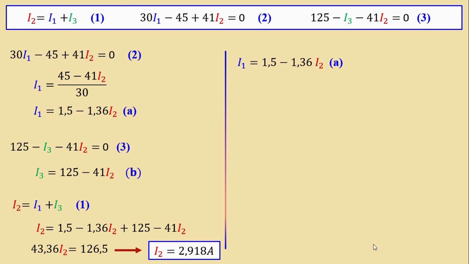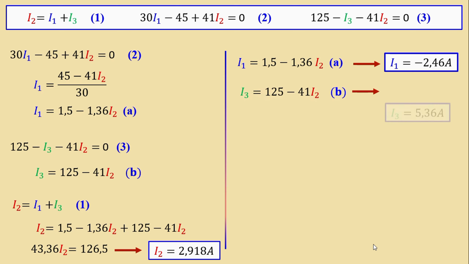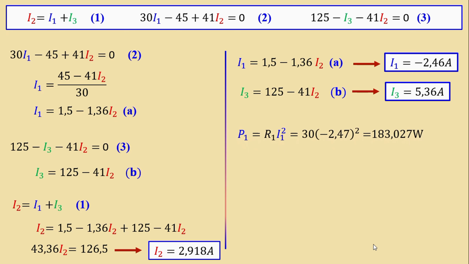We go back to equation A. We replace I2 by its value. We obtain I1 is equal to negative 2.46 amps. We go to equation B. If we replace I2 with its value, we obtain I3 is 5.36 amps.